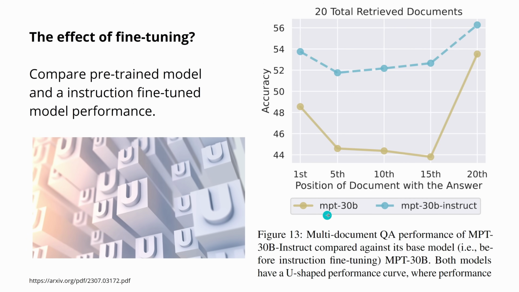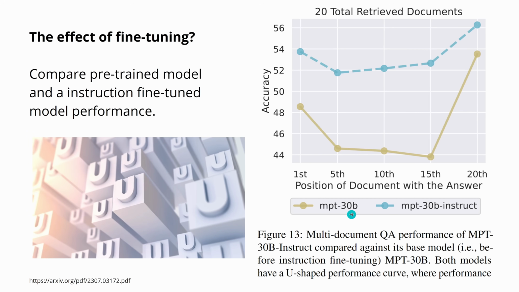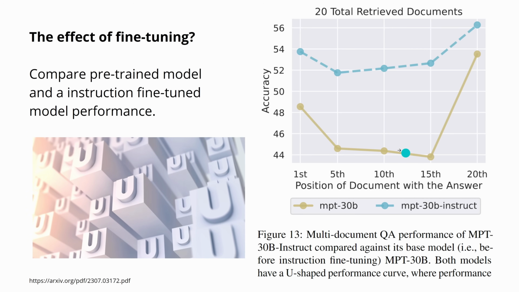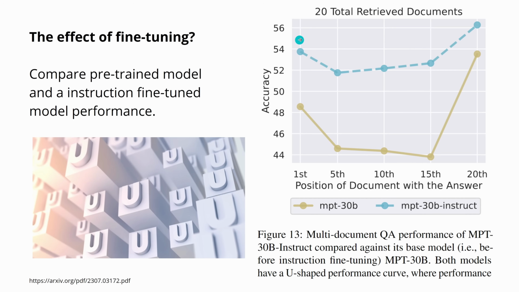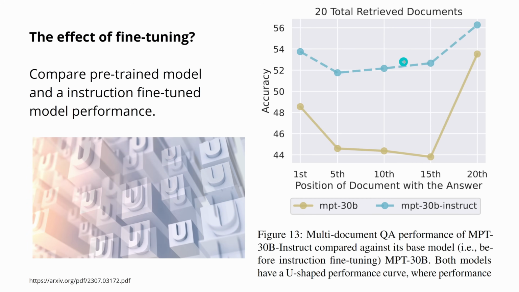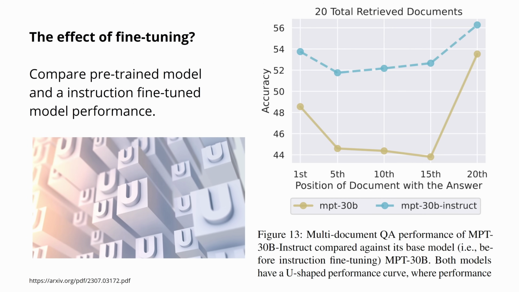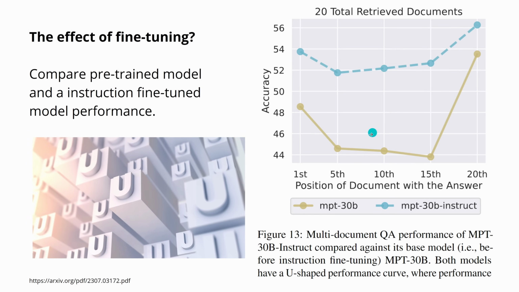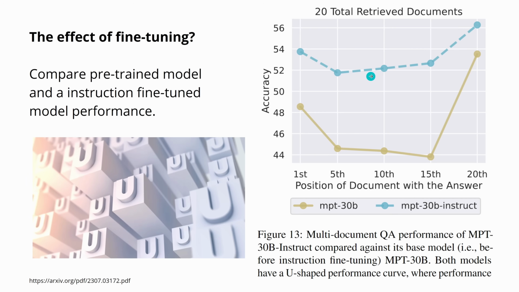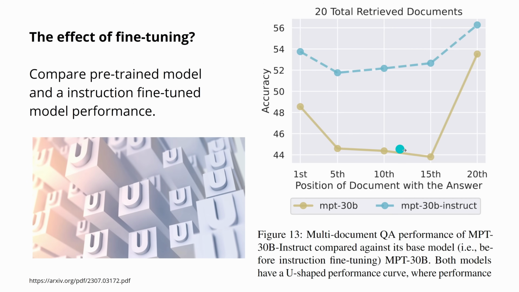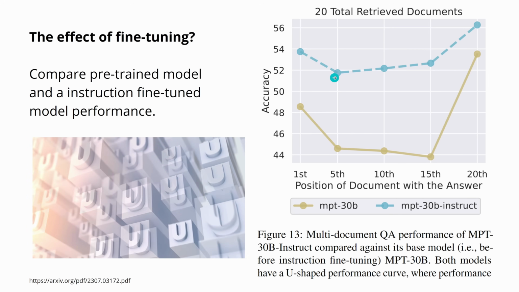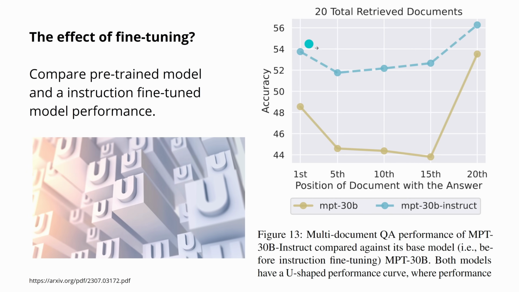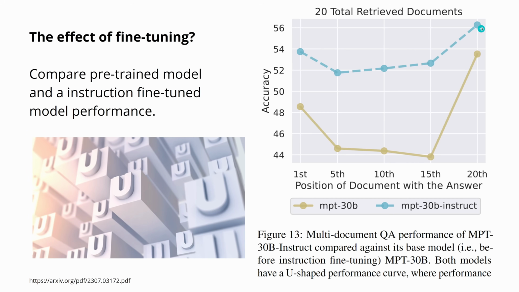Here we take now our MPT model, our 30B. This here in ochre is our base model that has not been fine-tuned. And this here in blue is now our MPT 30B instruct model that has been additionally fine-tuned. So you see the performance goes up, great, but the base model has this U shape and the instruction fine-tuned model has also this U shape.